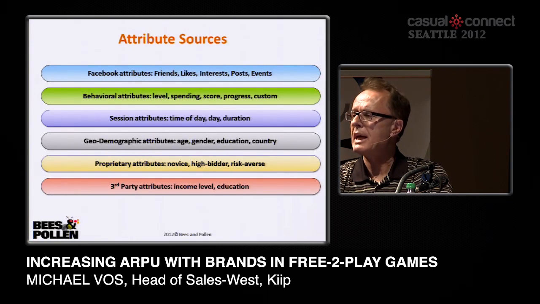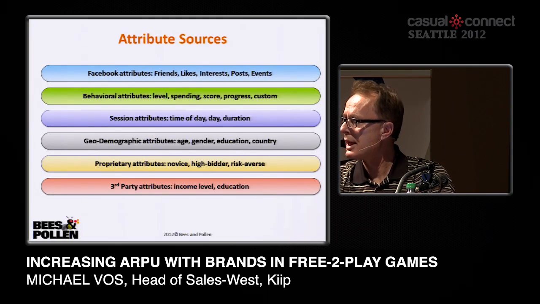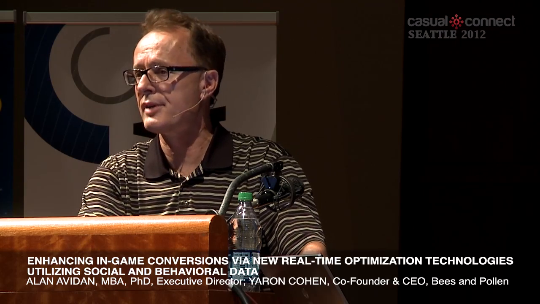Behavioral attributes come from the app itself, from the game itself. You record a lot of information about every user. You probably want to incorporate all that data in the analysis. Session attributes: time of day, duration of play, and so forth. Geodemographic attributes: age, gender, a whole lot of that. Proprietary attributes, which could be novice, high bidder, that are specific to your game. Custom attributes, which can be called that at various times, or third-party attributes. You can buy attributes. You can learn more about specific areas, levels of income, and all that. Not many people do that.